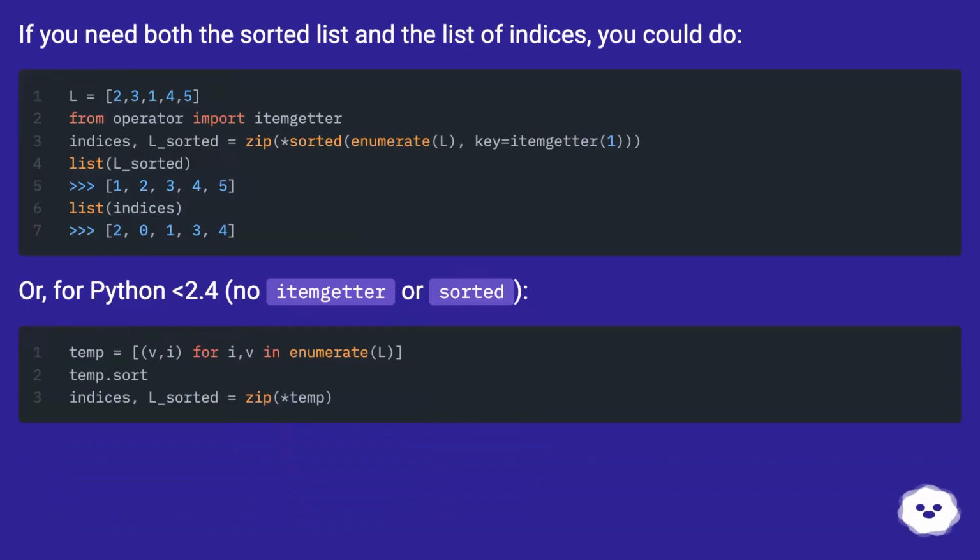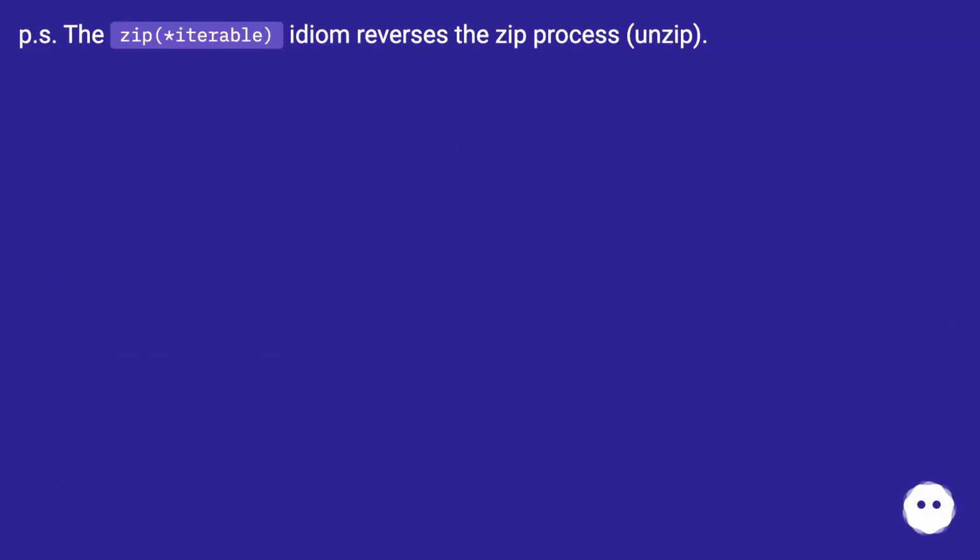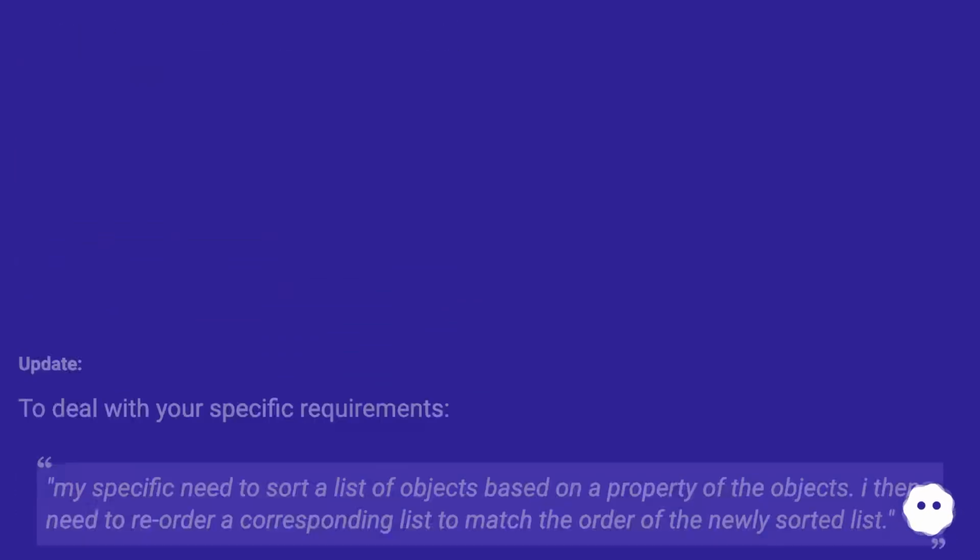If you need both the sorted list and the list of indices, you could do or for Python 2.4, no itemgetter or sorted. PS: the zip, asterisk iterable idiom reverses the zip process, unzip.